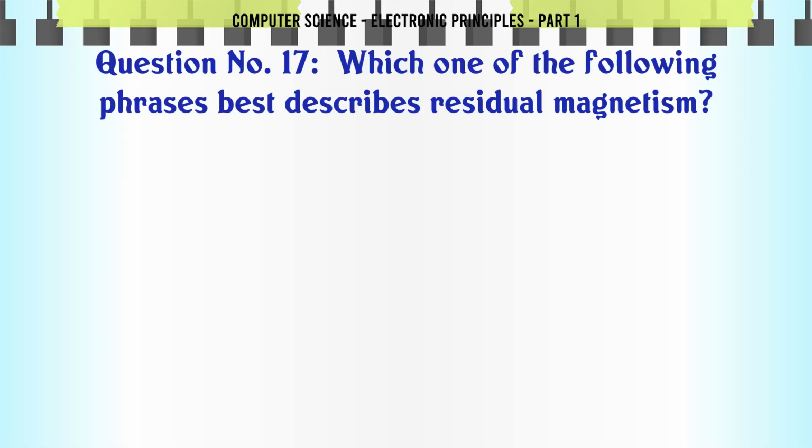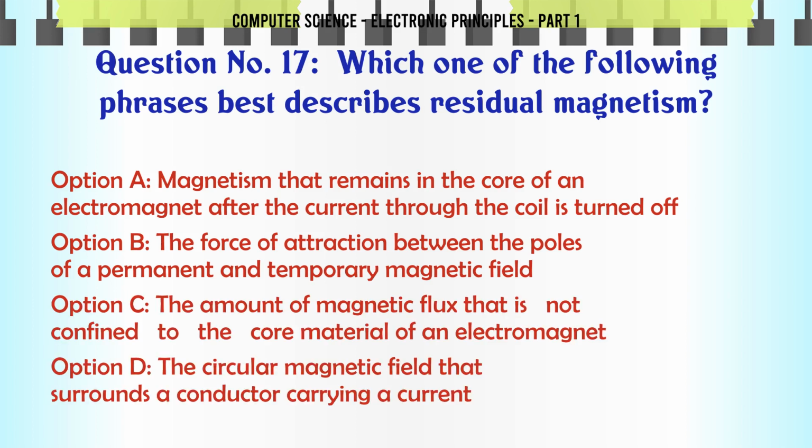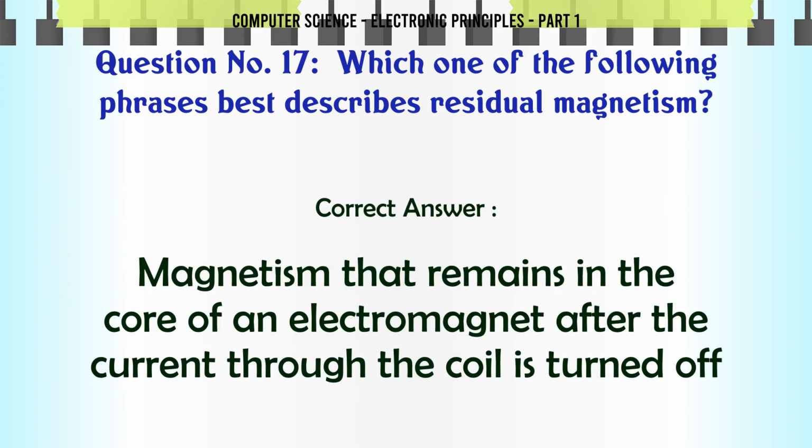Which one of the following phrases best describes residual magnetism? A. Magnetism that remains in the core of an electromagnet after the current through the coil is turned off. B. The force of attraction between the poles of a permanent and temporary magnetic field. C. The amount of magnetic flux that is not confined to the core material of an electromagnet. D. The circular magnetic field that surrounds a conductor carrying a current. The correct answer is magnetism that remains in the core of an electromagnet after the current through the coil is turned off.